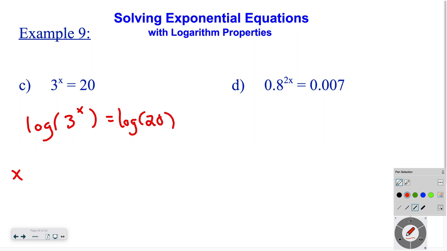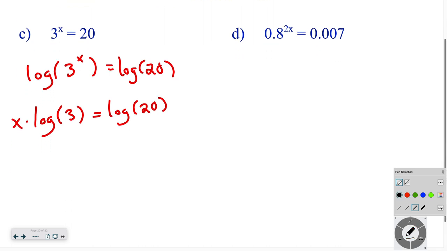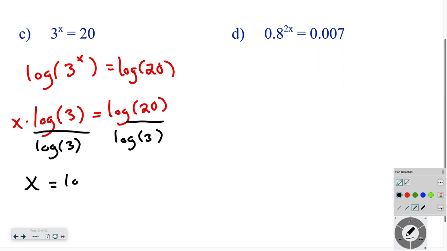Pull my exponent out, x times log of 3, equals log of 20. And we're going to divide by log of 3, both sides. That's going to leave me with x equals the log of 20 divided by the log of 3. And that is my exact answer. And then we can approximate this as well if necessary.